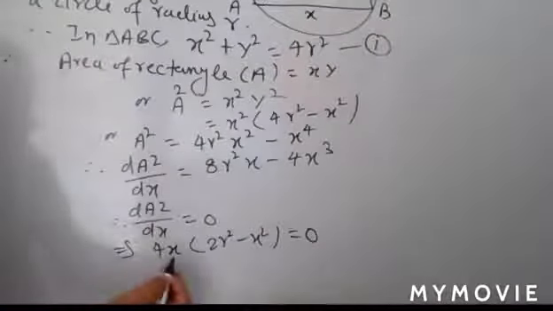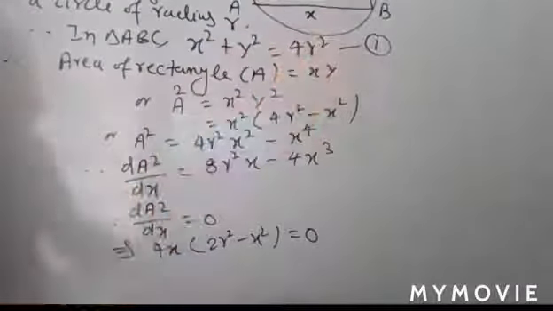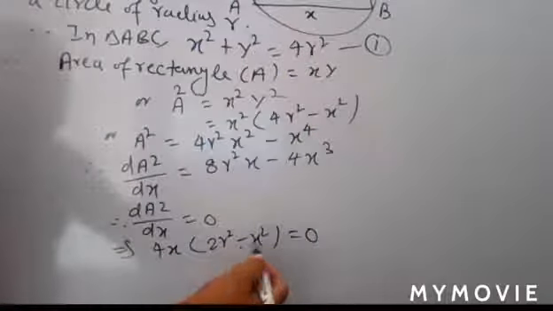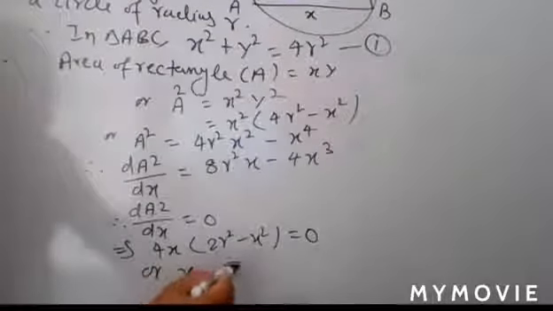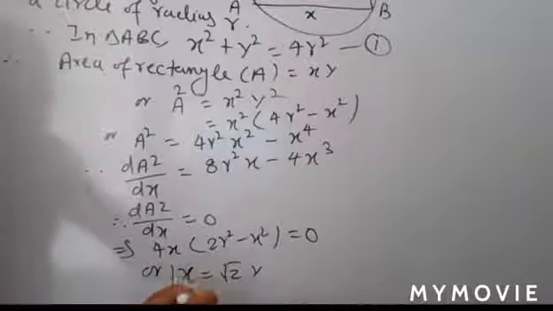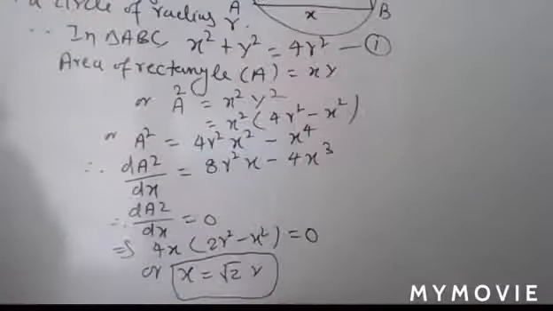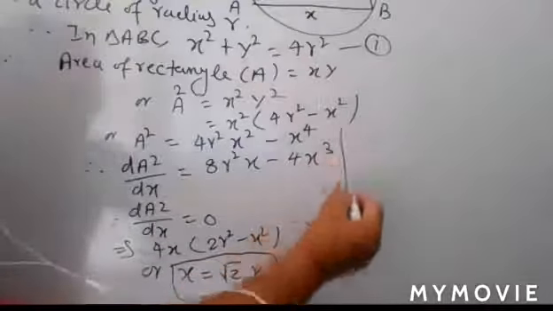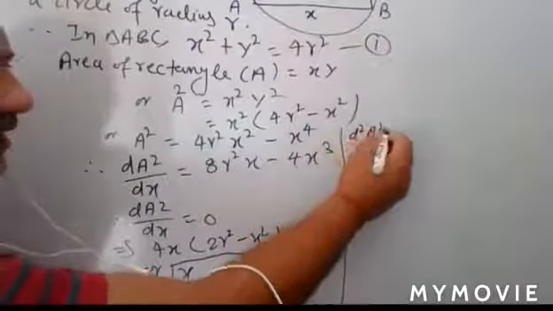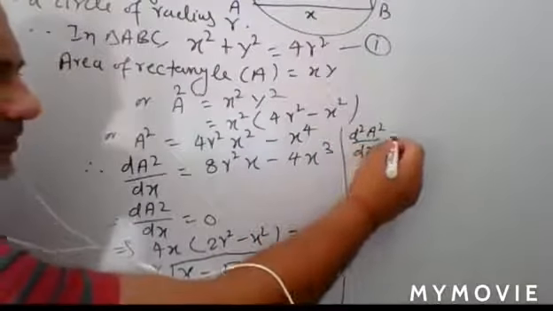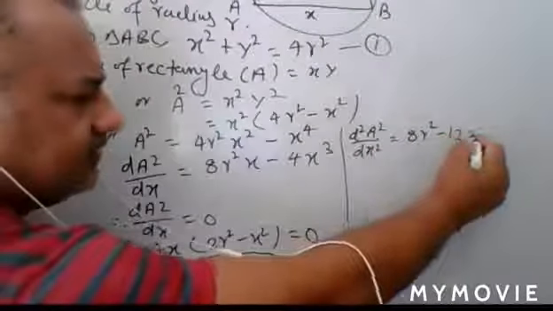Now just see, x can never be 0. If you take x as 0, there is no rectangle here. So your second factor becomes 0. So here you have the value of x is equal to root 2r. Yes, right. This is the value of x. x is equal to root 2r. Now take its second derivative. d2A square by dx2 is equal to 8r square minus 12x square.